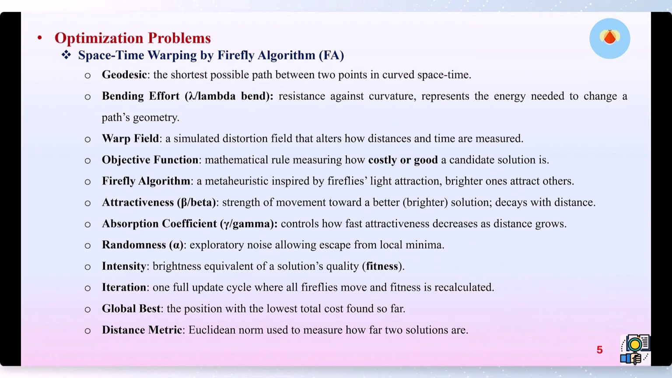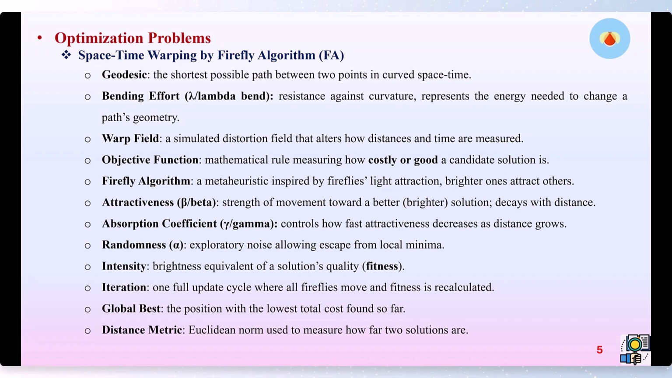Now there are some intermediate to advanced definitions here. Geodesic is the shortest possible path between 2 points in curved spacetime in physics. Bending effort, or lambda, is resistance against curvature, and represents the energy needed to change a path's geometry. Wrap field is a simulated distortion field that alters how distance and time are measured. Objective function is a mathematical rule measuring how costly or good a candidate solution is, which we explain later.